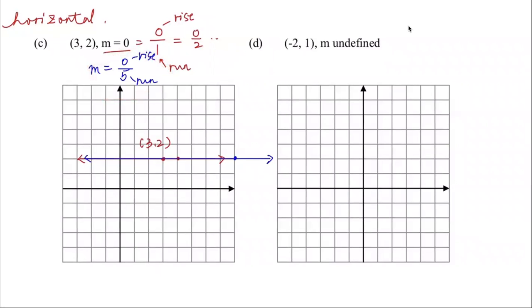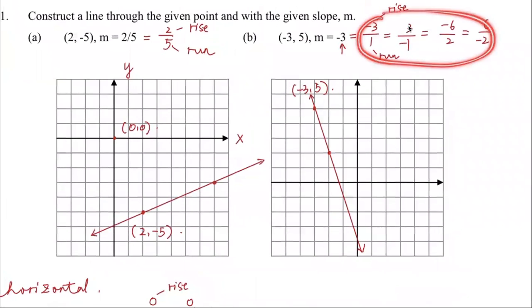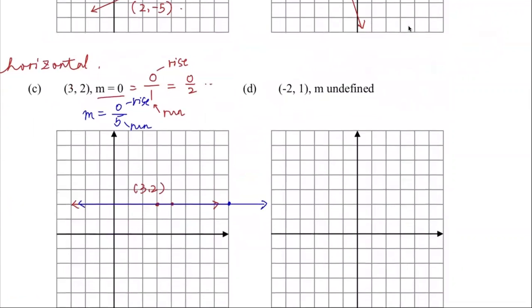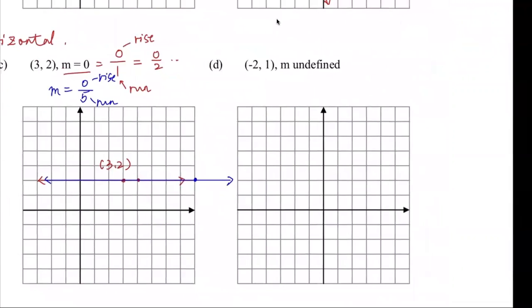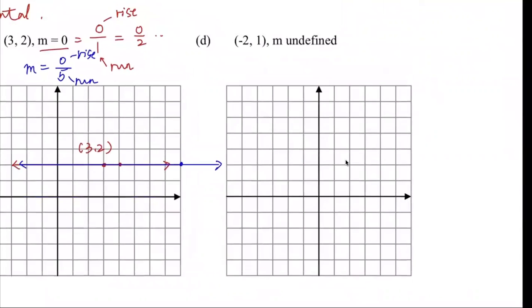Okay, so trust me on this. It doesn't matter what representation you use. It will always give you the same answer. Okay, trust me on this. Part D: (-2, 1), and m is undefined. What's the first step? Find the point, right? So (-2, 1). So this is the point.